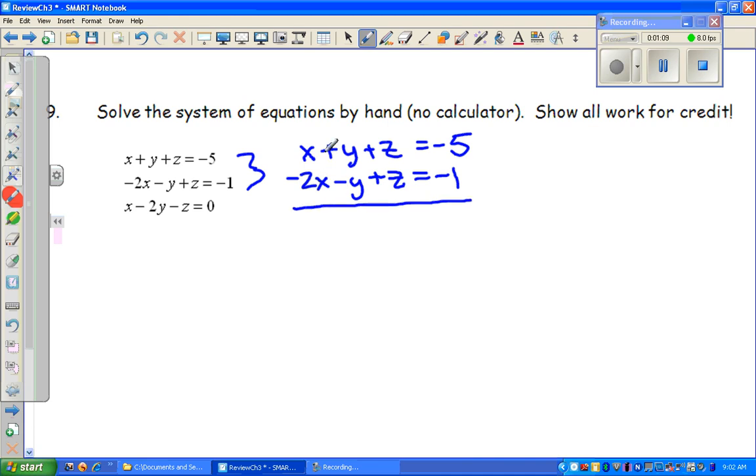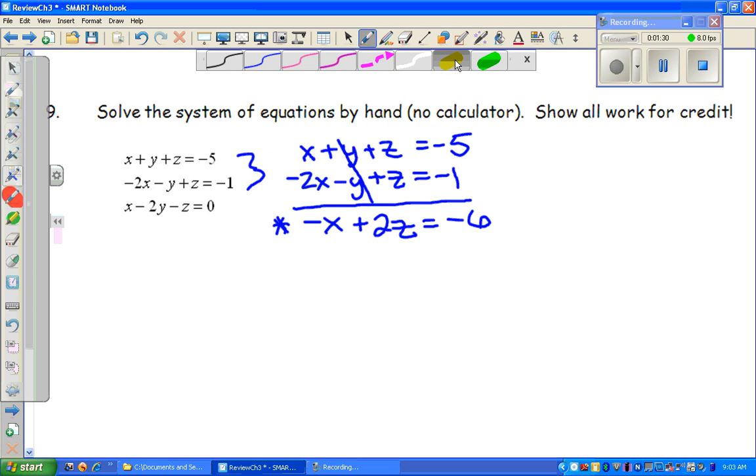Currently, they have a plus y and a negative y, which means that the y's will eliminate. And you're going to pretend like you're in elementary school and add up the equations here. The y's cancel. x minus 2x is negative x. z and z is 2z equals negative 5 minus 1 is negative 6. So we're going to save this for later. Don't forget that you have it there. I'm going to highlight it so I remember that that's something I need to come back to.